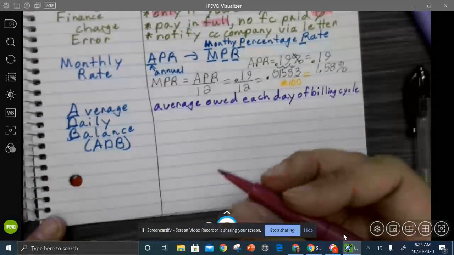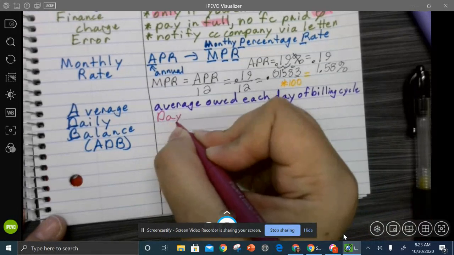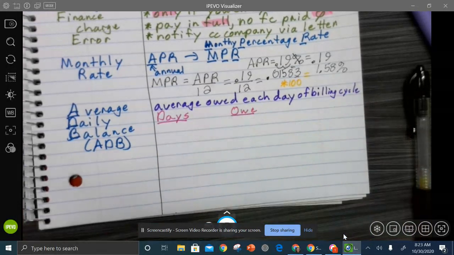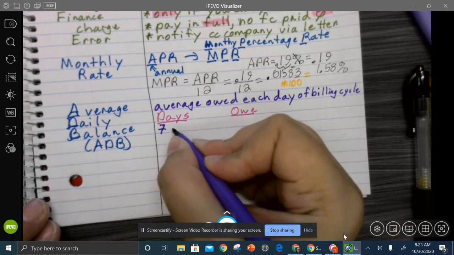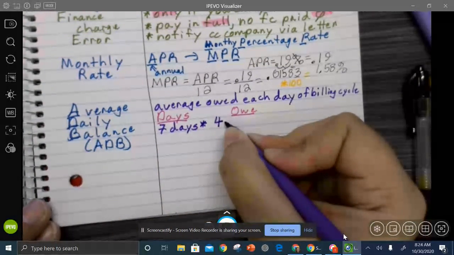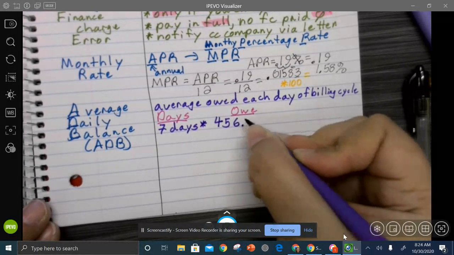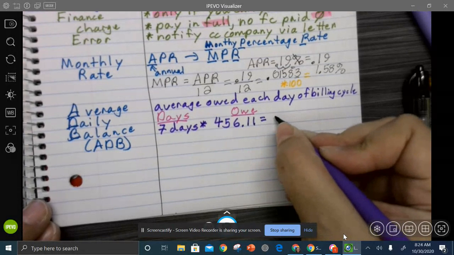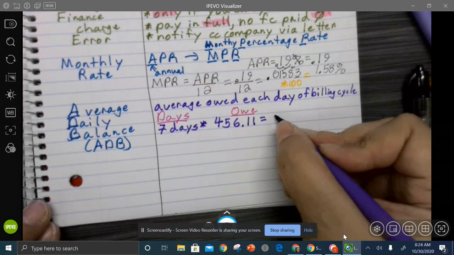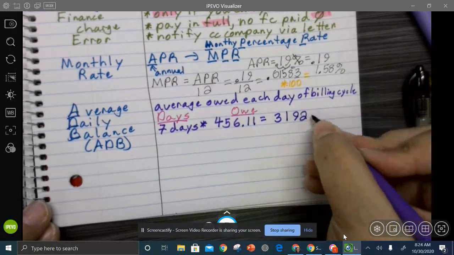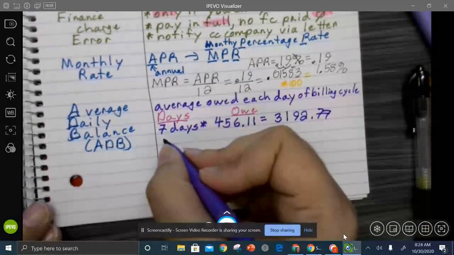We have the days owed and the amount owed. For 7 days on the credit card, the balance was $456.11. We multiply those two together and get $3,192.77.